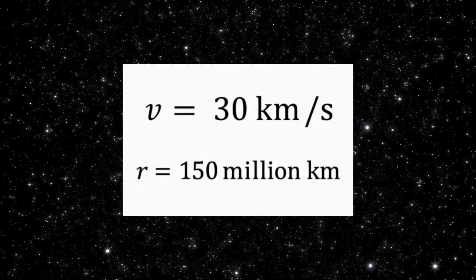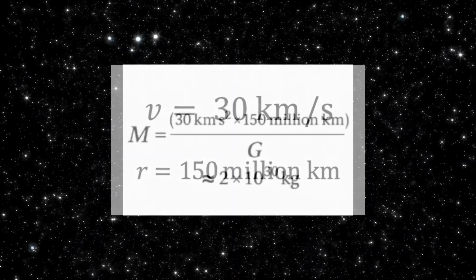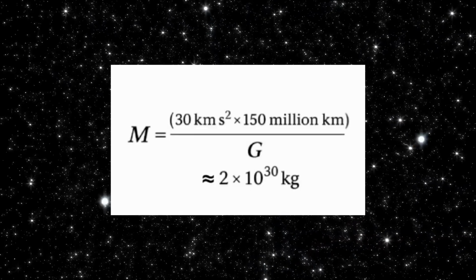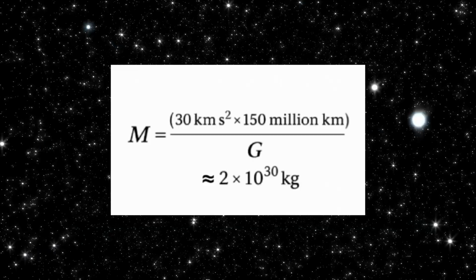For Earth, v is about 30 kilometers per second, r is about 150 million kilometers. Plug those in and we get the Sun's mass, roughly 2 times 10 to the 30 kilograms. And that's how we weigh the Sun, from 150 million kilometers away.